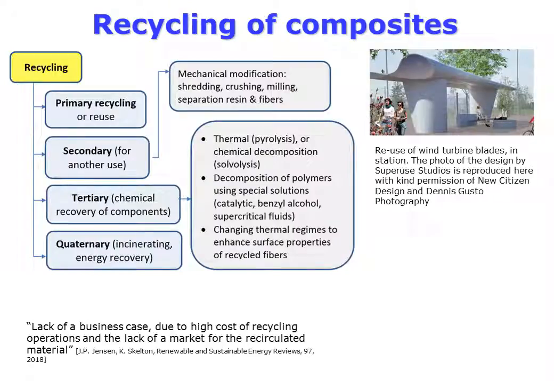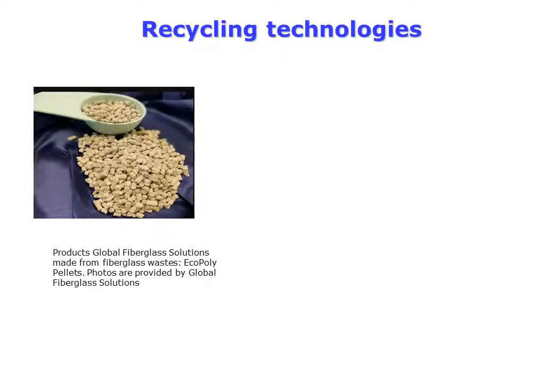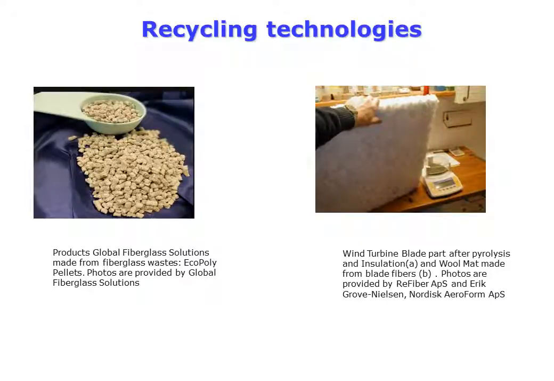There exist several options for reuse or recycling of wind turbine blades. Here you see the reuse of large blades as a bus station. The recycling methods are classified into the following groups. Primary recycling or reuse is recycling products for the same use. Secondary recycling involves mechanical modification of the materials without the use of chemical processes, like breaking the composite by shredding, crushing, milling. Tertiary recycling of composites is carried out by thermal decomposition, pyrolysis, or chemical decomposition, solvolysis.